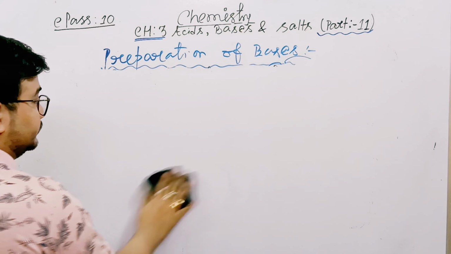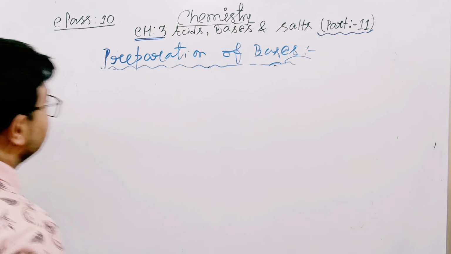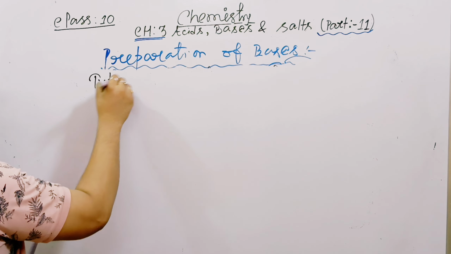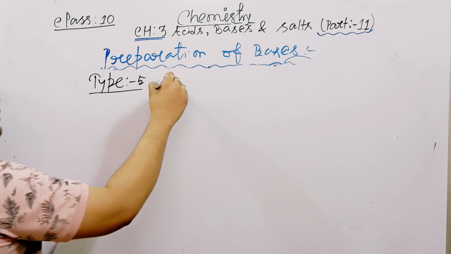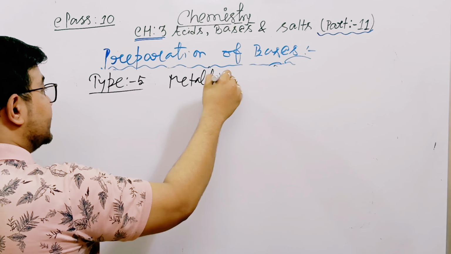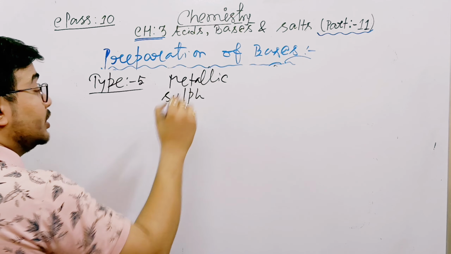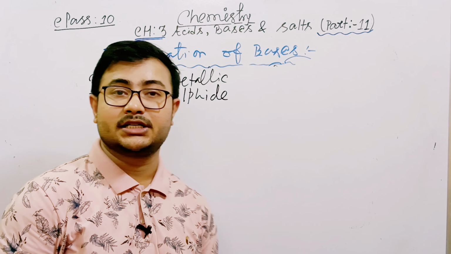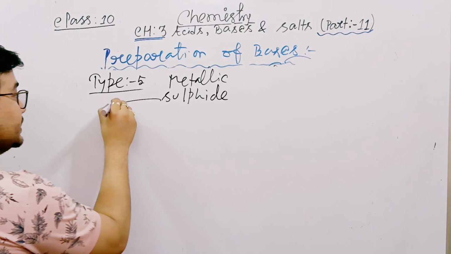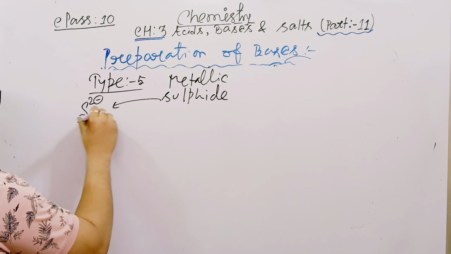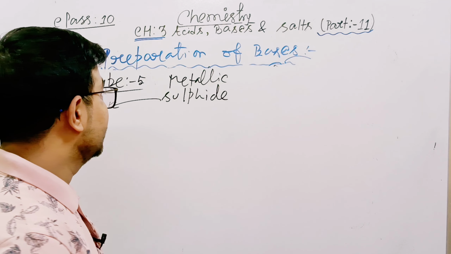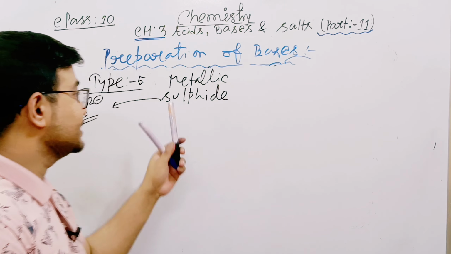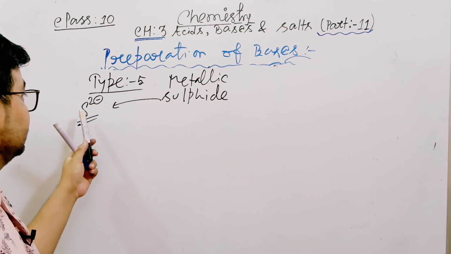Okay, now see, type 5. If you take metallic sulfide, not sulfur, sulfide. What is the smell of sulfide? The formula of sulfide is S2 negative, rotten egg. Okay, but the smell of sulfur is pungent. Sulfur is pungent, but sulfide is rotten egg.